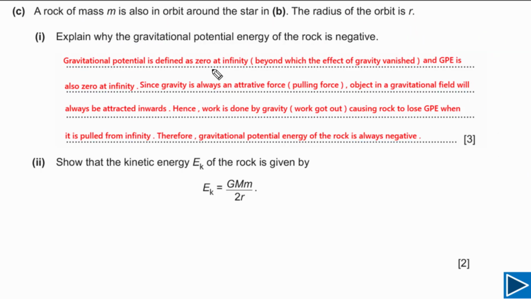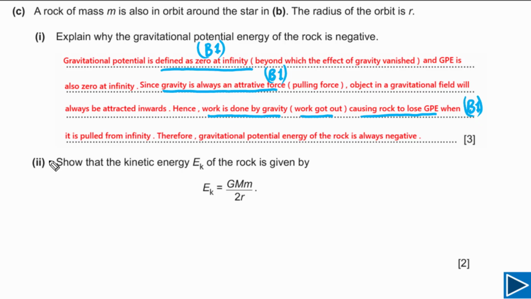This question has 3 marks. If you have mentioned that gravitational potential energy is defined as 0 at infinity, you will get 1 mark, and this is a B mark. And the second B mark you will get if you have mentioned gravity is always an attractive force. And the third mark you will get if you have written work is done by gravity, work got out, causing the rock to lose GPE, so you will get the third B mark. So this is how marks will be awarded. Now let's move on to the next part.